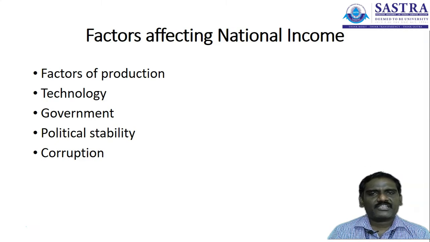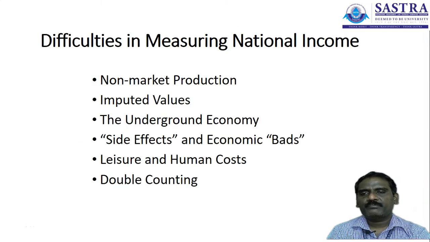Corruption also plays a role. If corruption is reduced or completely eradicated in a particular country, it will improve the overall national income, and unaccounted money will be brought into the system, making changes in the national income of the country.